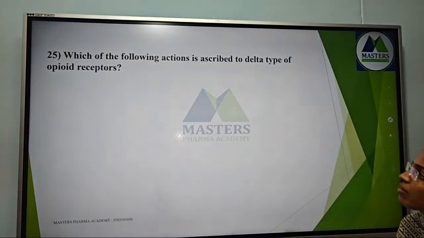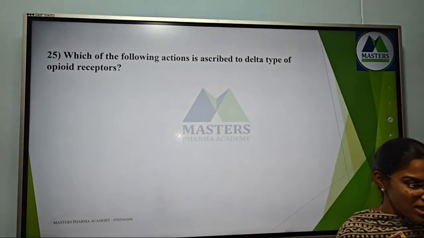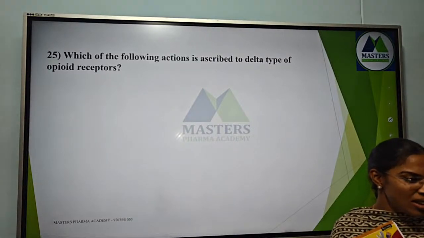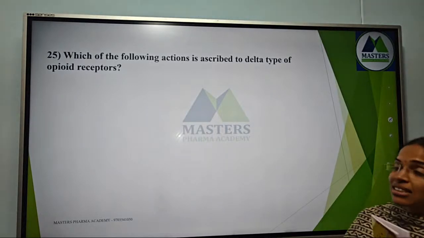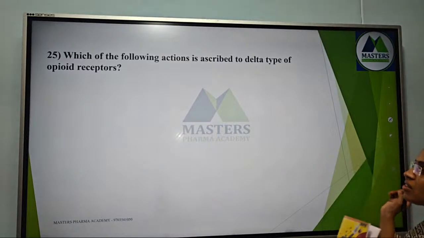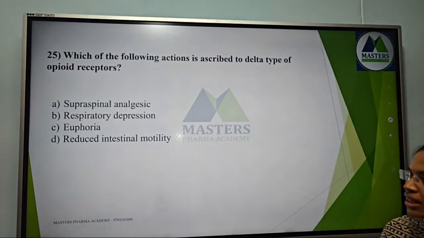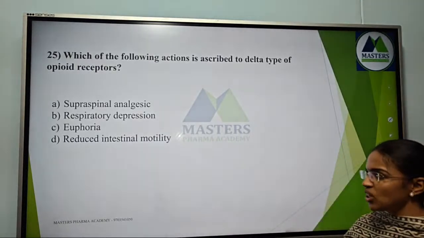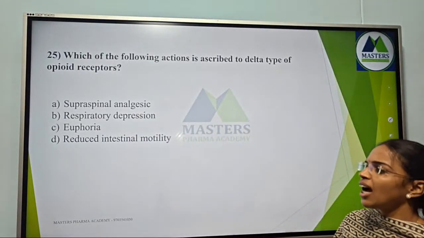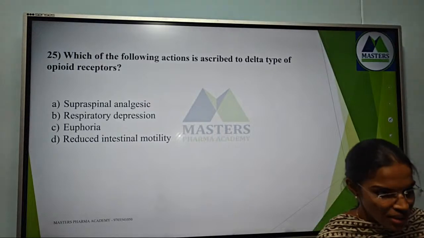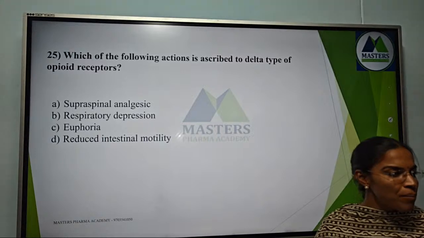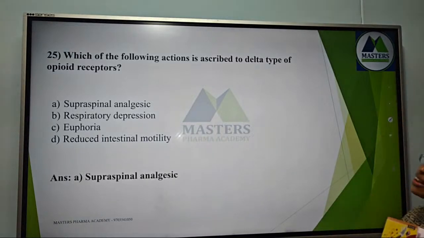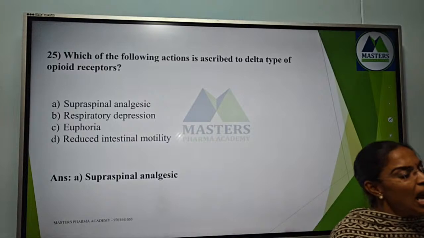Okay, question number 25. Which of the following actions is ascribed to the delta type of opioid receptors? Even this is a repeated question from the previous test. The options are supraspinal analgesia, respiratory depression, euphoria and reduced intestinal motility. So what's the right answer? The right answer is supraspinal analgesia.